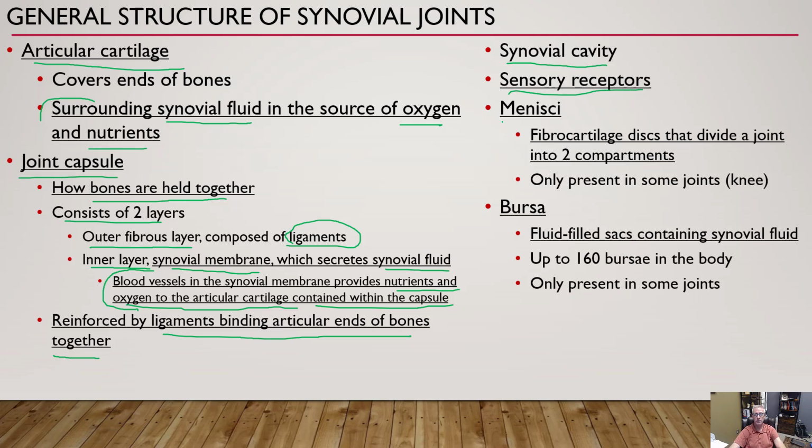In some synovial joints, we have a meniscus, or menisci, plural. Basically, it's a fibrocartilage disc that's going to divide a joint into two different compartments. The knee has a meniscus. We also find that some joints have a bursa. Basically, it's a fluid-filled sac containing that synovial fluid. Again, only present in some joints, around 160 joints in the body.